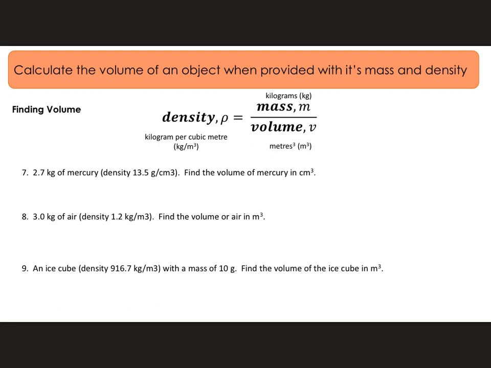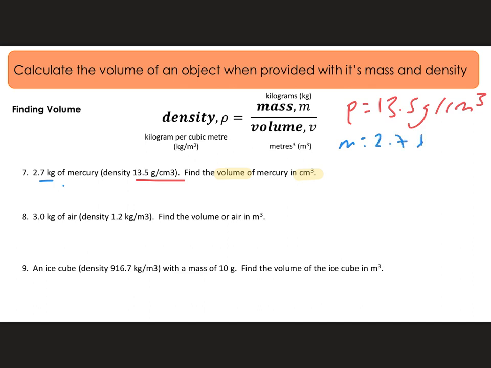Okay, so hopefully you've had enough time to answer the questions here. I'm going to run through the answers with you now, so please mark your work as we go through them. So the first thing to do is highlight what we're trying to find out. So I'm trying to get the volume here in centimetres cubed. Knowing what I know, so I've got density is equal to 13.5 grams per centimetre cubed. So rho is equal to 13.5 grams per centimetre cubed. And my mass, however, is in kilograms at 2.7.